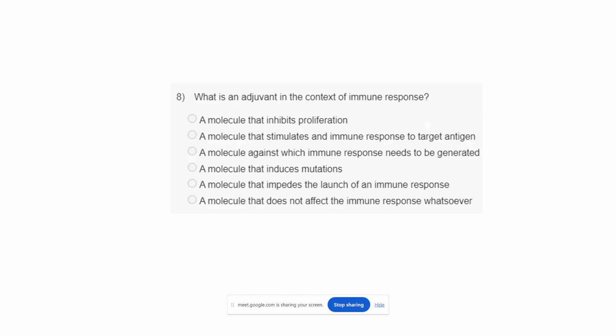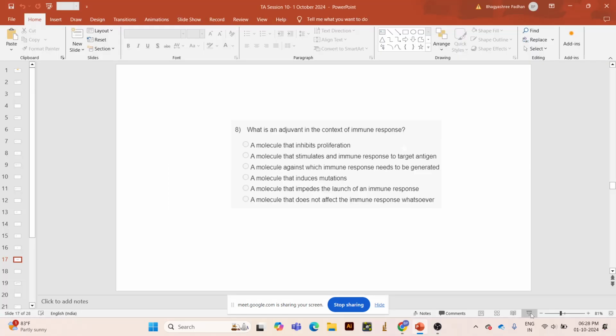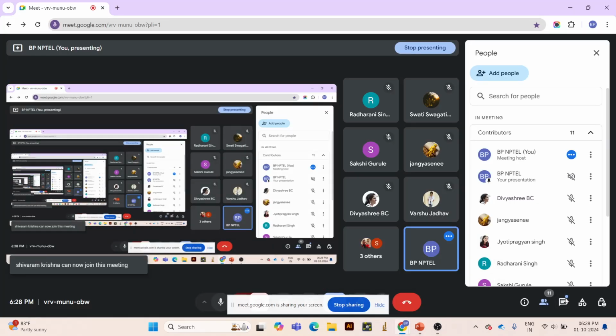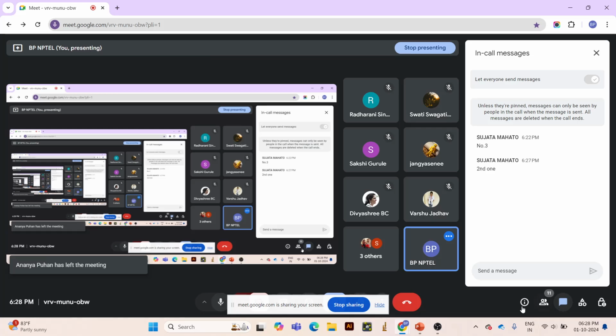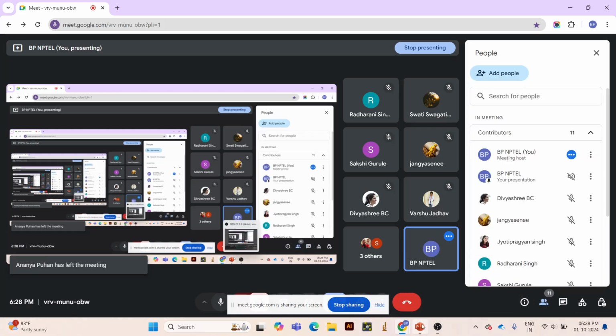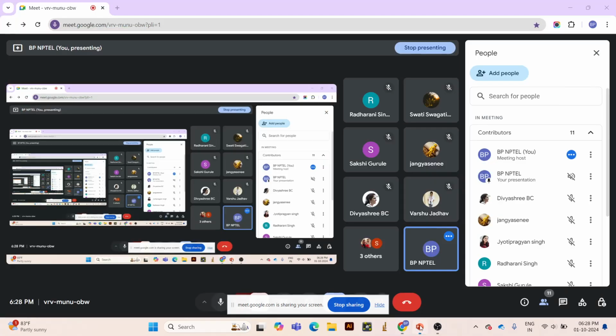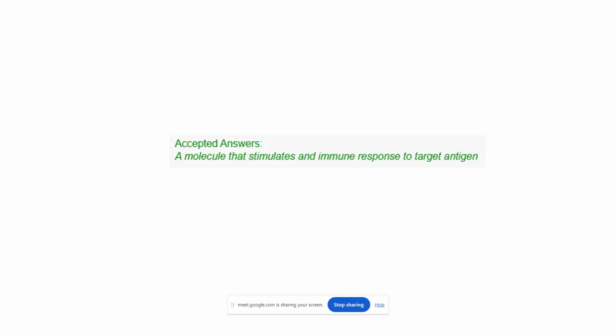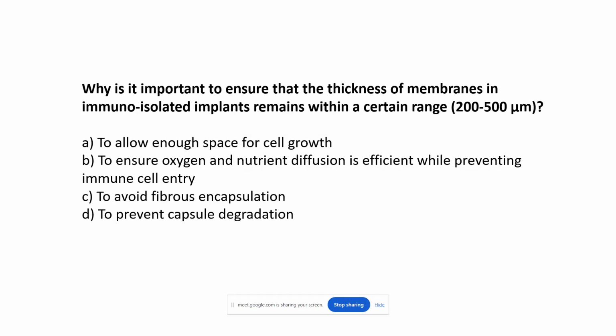Anyone else would like to answer? Second one. Okay. Yes, all of you are correct. A molecule that stimulates the immune response to a target antigen is basically an adjuvant. Okay, we have our next question here.